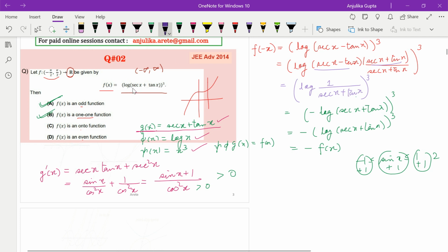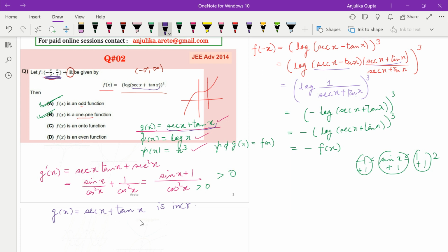Let's try to figure out the range of the innermost function, the one which we are working on right now. Secant x plus tan x, what is the range? You have already shown that g of x, secant x plus tan x, is an increasing function. Now what do I need to show? It is increasing in this domain. Let us figure out what's happening at negative pi by 2 and at positive pi by 2. That would be the range of this function then.